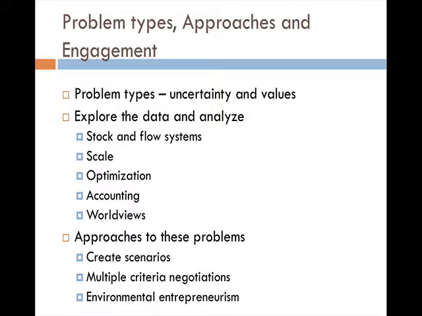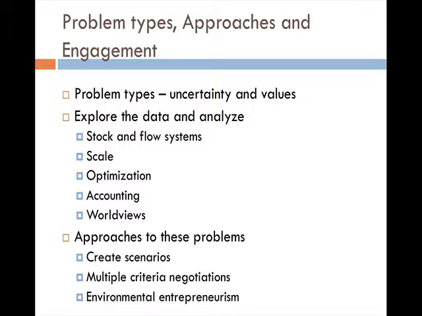And we're going to use several cognitive tools. These are stock and flow systems, scale, such as the size and rate of processes, optimization for efficiency. Environmental accounting turns out to be very important in deciding what to do. How you count and measure the outcomes is very important. And finally, worldviews, that is, coherent sets of values, intellectual approaches, and information that people make decisions on.